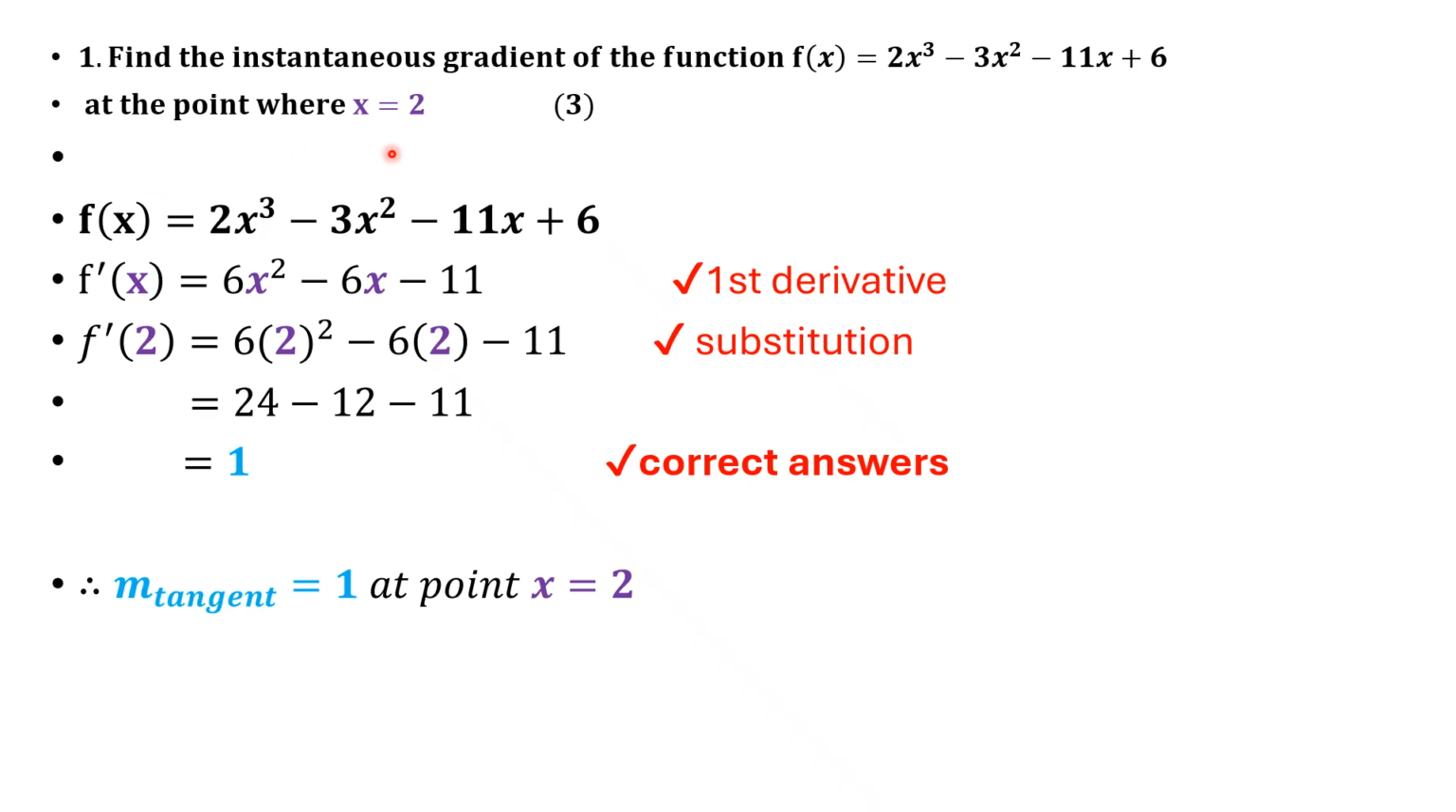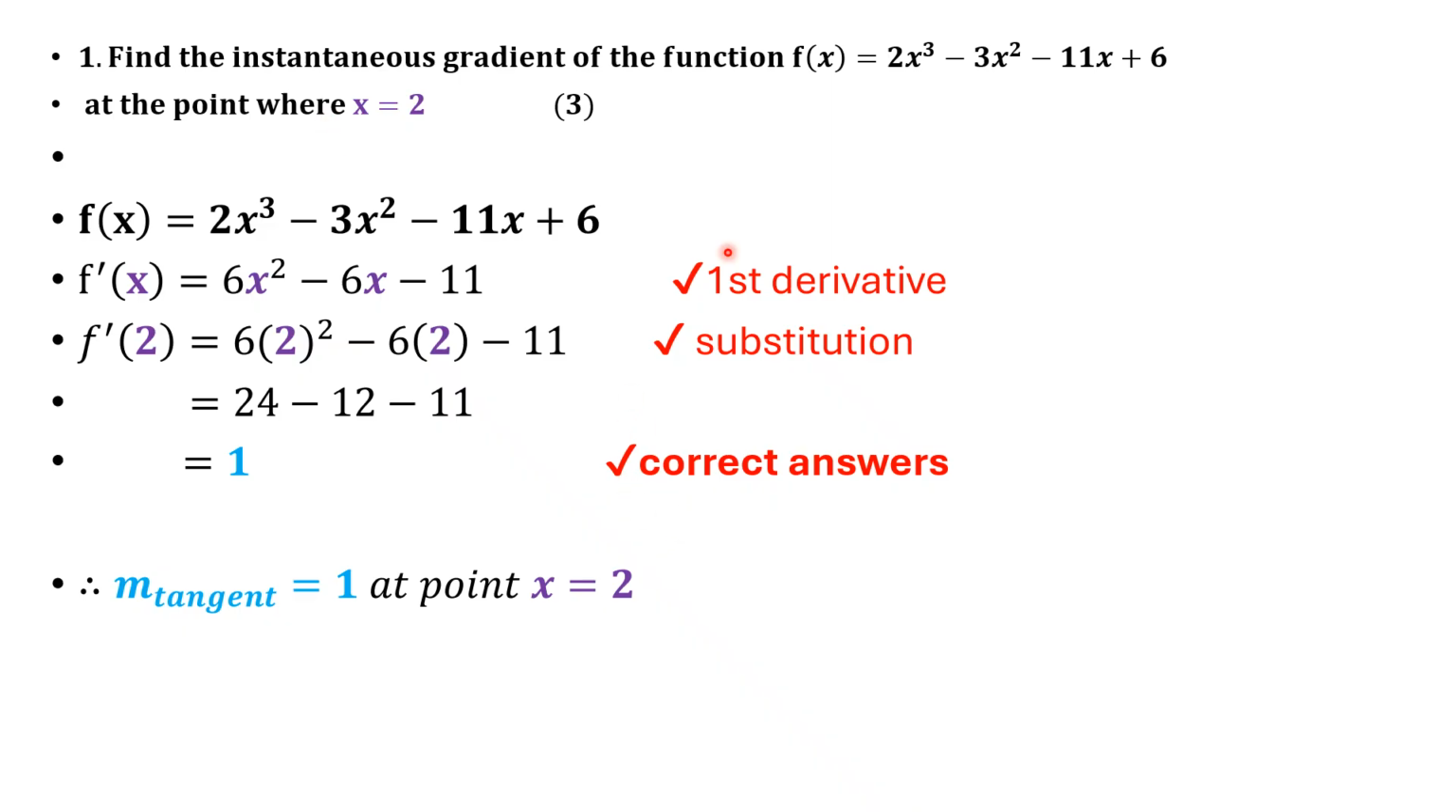Because they've given me the point, I have to substitute x equals 2. So if I substitute 2 in, x becomes 2 squared, minus 6 times 2, minus 11. 2 squared is 4 times 6 is 24. 2 times negative 6 gives me negative 12, minus 11, so this gives me 24 minus 23, which is 1. So my instantaneous gradient, or the gradient of my tangent, is 1 at the point x equals 2.